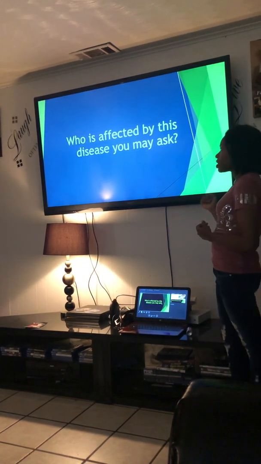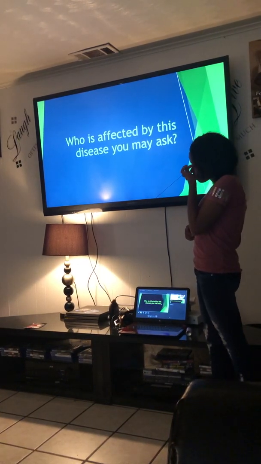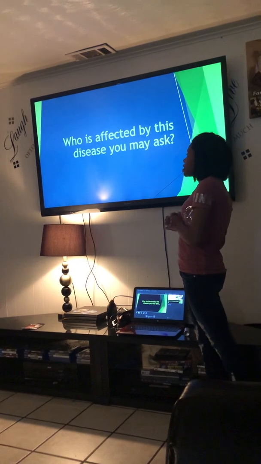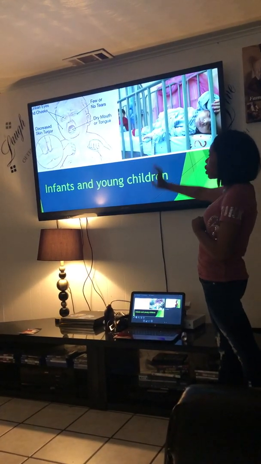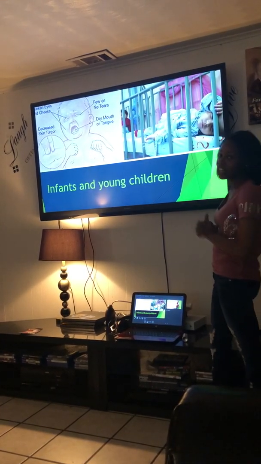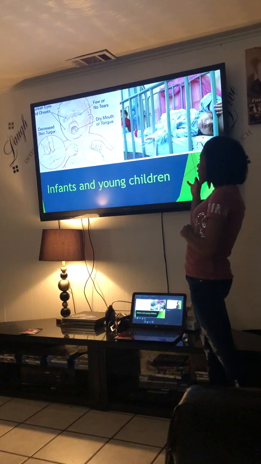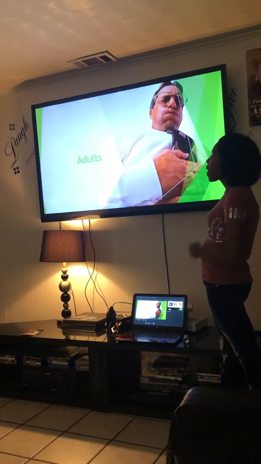Who is affected by this disease, you may ask? This disease affects infants and young children. See here, you can see there's a baby crying, and then there's a little baby over here, and it looks like they don't feel too well. It looks like the child has been hospitalized. They have an IV and all this.